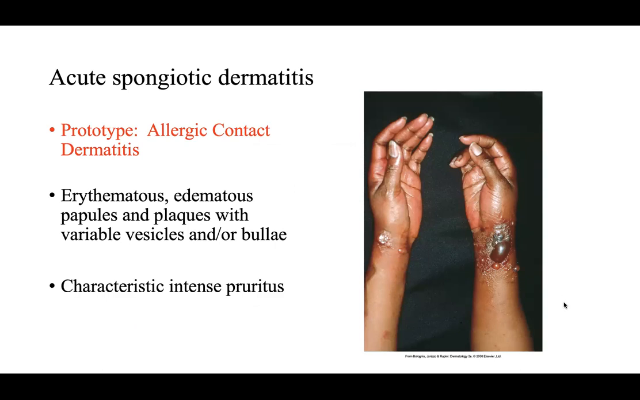Depending on how robust the contact antigen was, you'll see varying responses. But here, she may have come into contact with a plant. She may have come into contact with some metal, some jewelry. There's many different causes of allergic contact dermatitis. The key here is to recognize acute spongiotic dermatitis and how that correlates with something clinically. As with most rashes in dermatology, they have a characteristic intense pruritus.